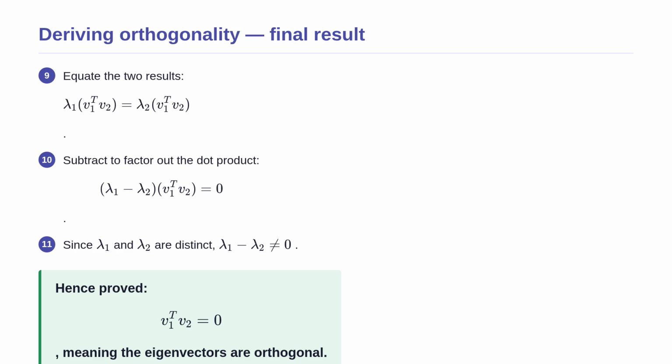This final equation tells us that the product of two numbers is 0. But we stated at the very beginning that our eigenvalues are distinct, so their difference cannot possibly be 0. Therefore, the dot product absolutely must be 0. We have mathematically proven that the eigenvectors are perfectly perpendicular, concluding the most crucial part of the theorem.